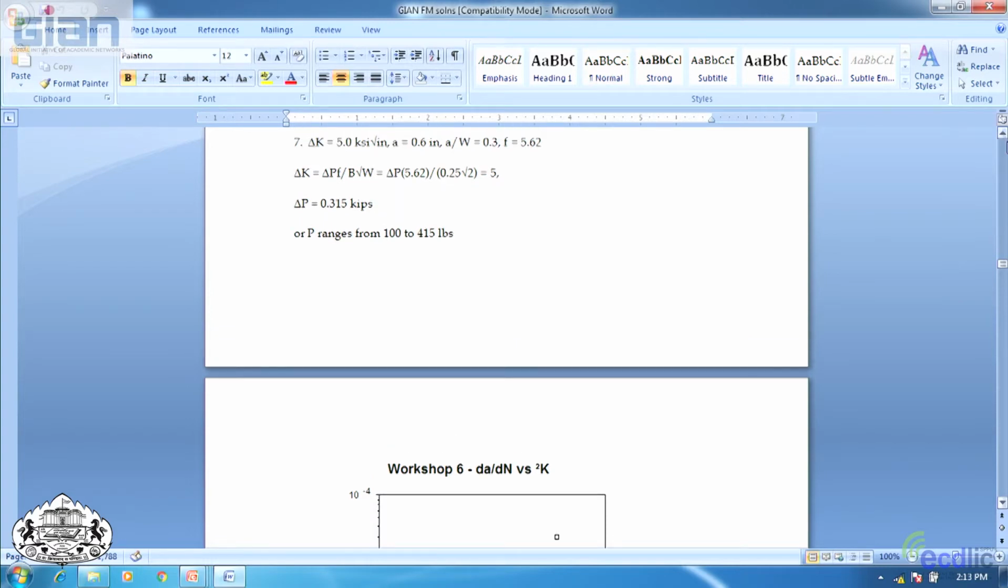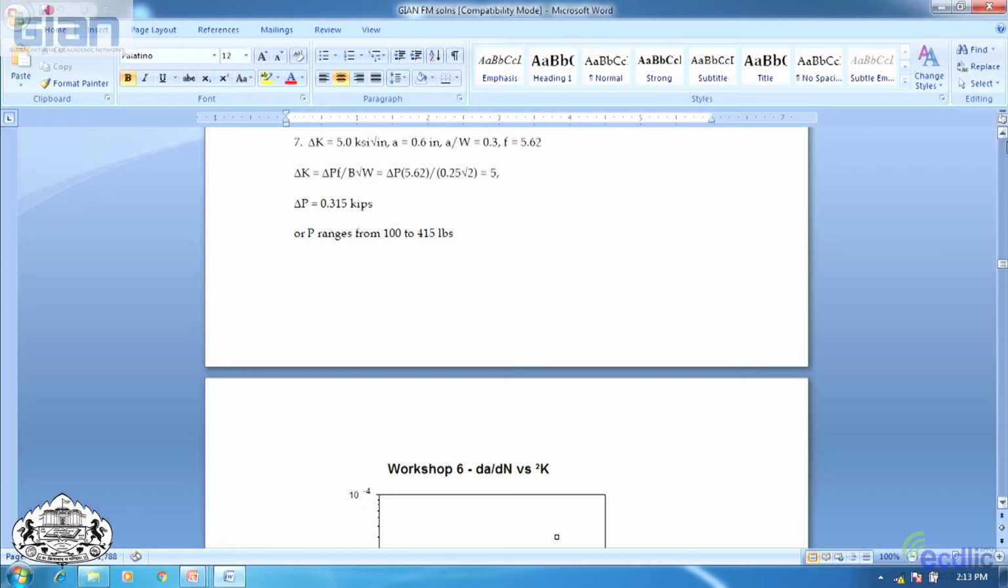Okay, so the delta K of 5 is the limit. And then I said for the initial crack of 0.6 inch, A over W is 0.3. F is a fairly small value, 5.62. Putting that together, delta P times F over B square root of W equals 5.